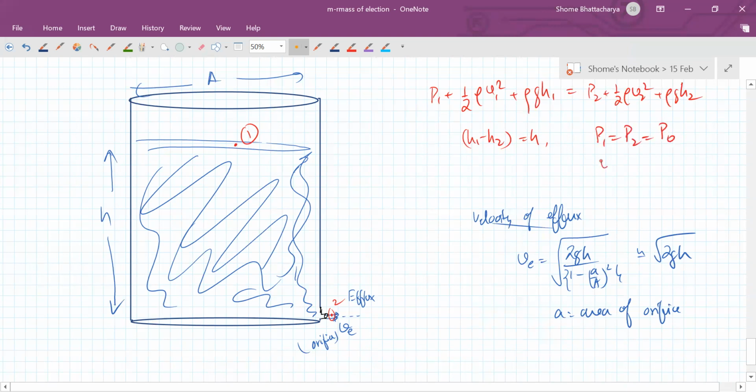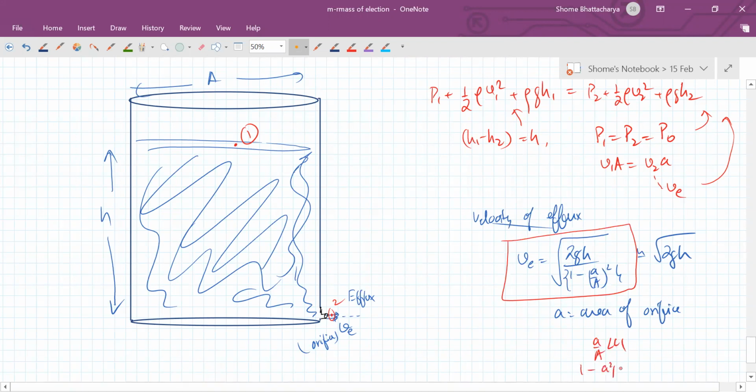And V1 into capital A should be equal to V2 into small a, where this V2 is the efflux velocity. On substituting all these things here, we will get this relation. Now because a by A is very small compared to 1, 1 minus a square by capital A square is tending to 1. So we get this relation. This is called the velocity of efflux or the speed of efflux. And this is the standard derivation that Bernoulli's equation is used for.